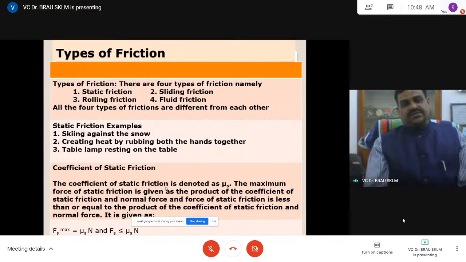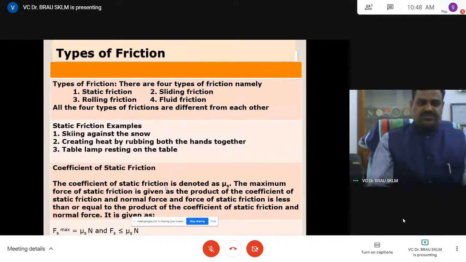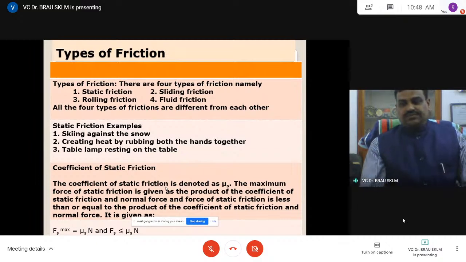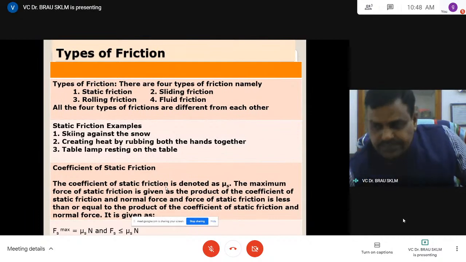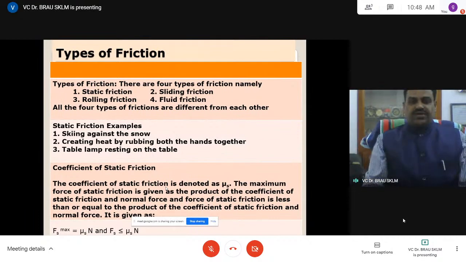Skiing against the snow, creating heat by rubbing both the hands together, that is also friction. That is static friction. A table lamp resting on the table. Like this you can quote a number of examples of friction or its applications. So these are all called static friction. There is no question of dynamic nature. Then, the coefficient of static friction, just now previously defined.